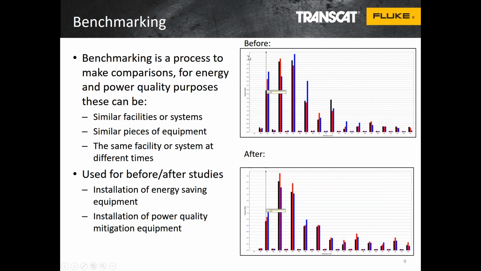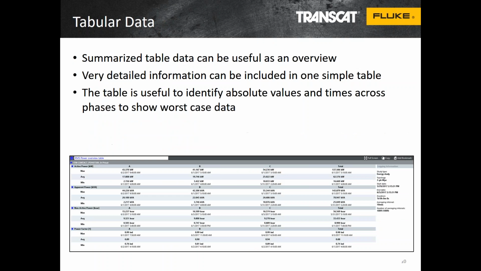So the scale here at the top is 3.6, and on the bottom graph it's 2.4. So we've reduced the distortion caused by harmonic load, which was of concern. Next we'll talk about the tabular data.